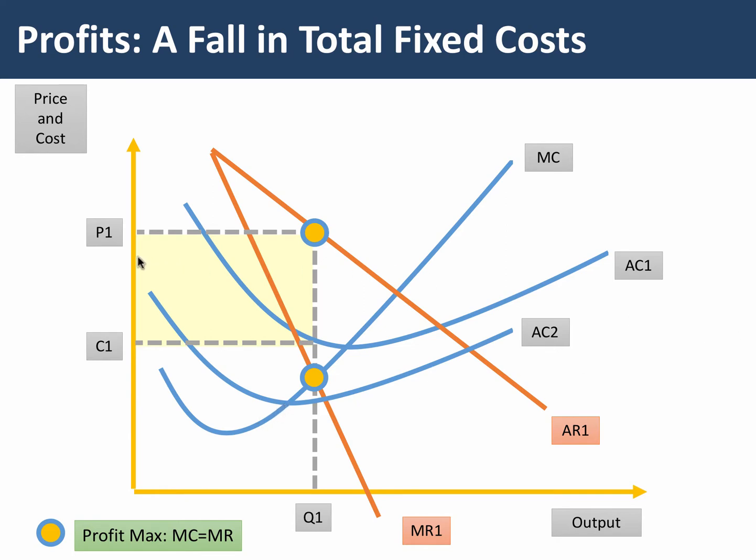They can still charge P1. There's no change in the profit maximizing price, but now the cost is lower, C2. As a result, profits are higher because, of course, the cost per unit is just lower than it was before. Let's look at that again. Cost before, cost after. The yellow area is bigger. The total profits are up. So a fall in fixed costs has no effect on price but does increase the total profit of the business.